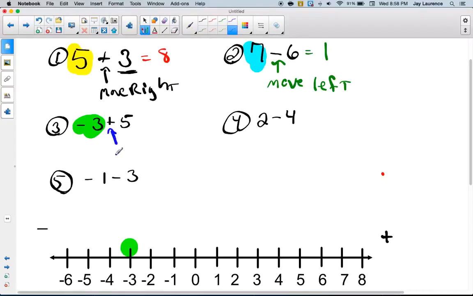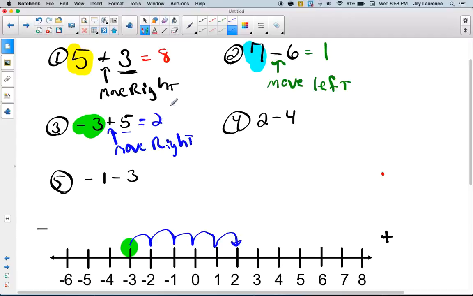I'm going to move right because it's positive. How many spaces am I going to move? 5. I'm going to move 5 spaces to the right. So I'm going to go 1, 2, 3, 4, 5. All right. Now I end up at 2. Therefore, negative 3 plus 5 is 2.